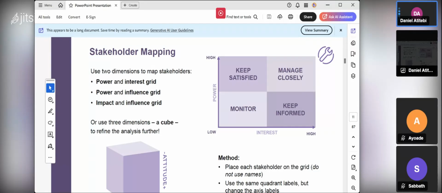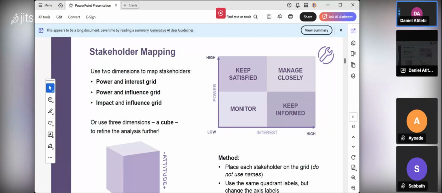So the same thing will happen in your project. You must be able to identify who are the stakeholders that have high power in your project, that have high interest. So if there's a particular stakeholder that has high power but low interest, how do you engage that person? You keep him satisfied because of that power. Somebody has high power but low interest, just satisfy whatever you want.